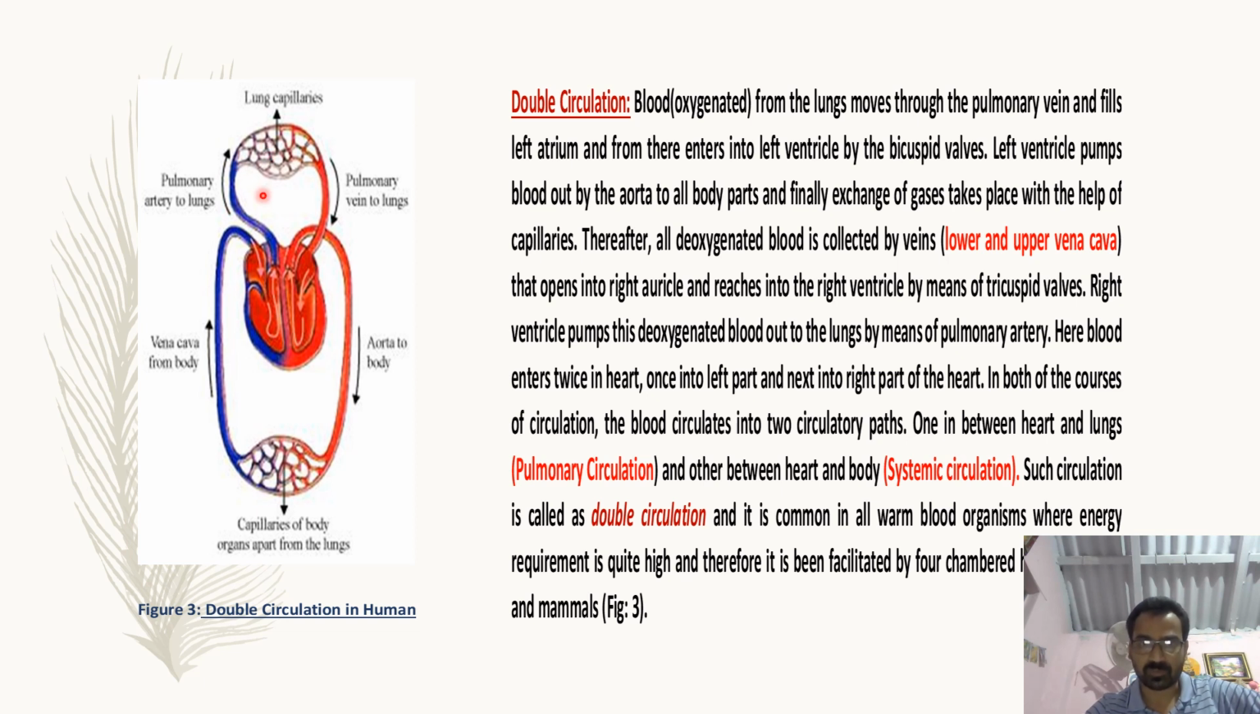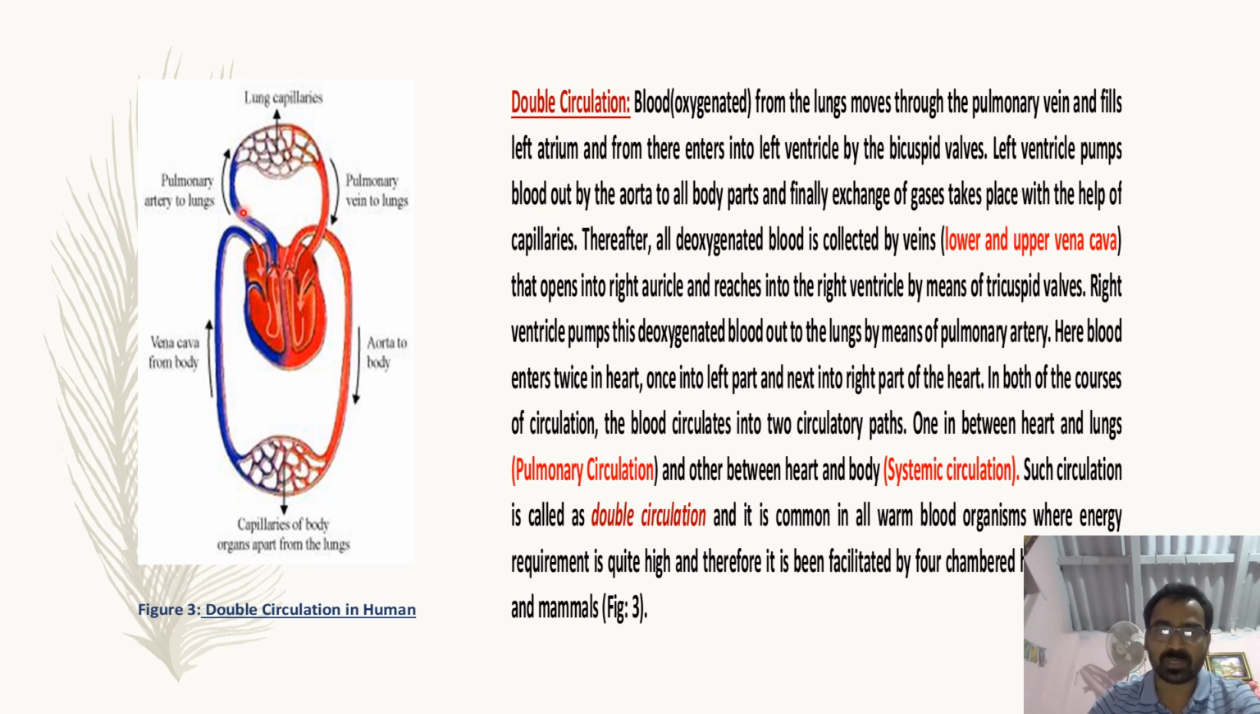So we can see that in a single circulation of the blood, the blood enters the heart twice. First is this, second is this. So as in a single circulation blood enters twice, it is called a double circulation.